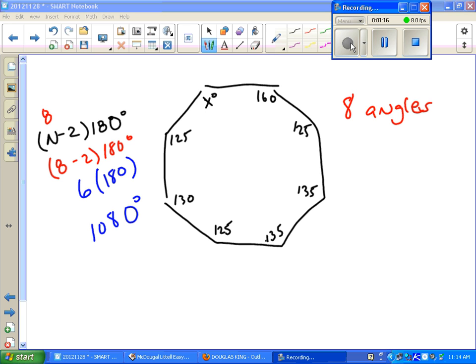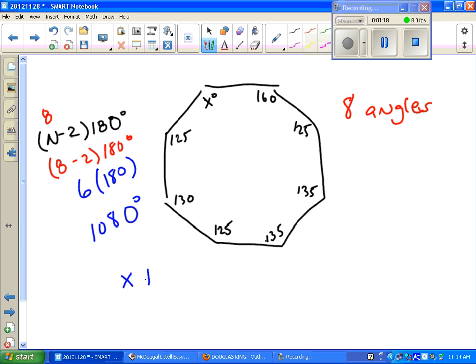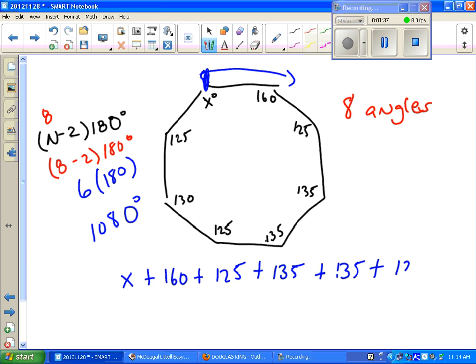So if you add up all of the angles, start at x, remember how we did earlier, and just work your way clockwise where you don't skip one. So x plus 160 plus 125 plus 135 plus 135 again plus 125 again plus 130 plus 125 again. All that equals up to what? It all adds up to 1,080, right?